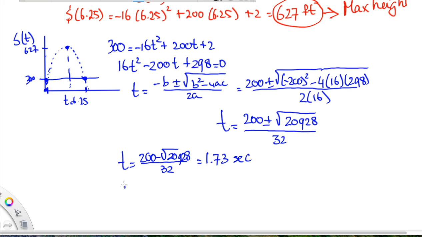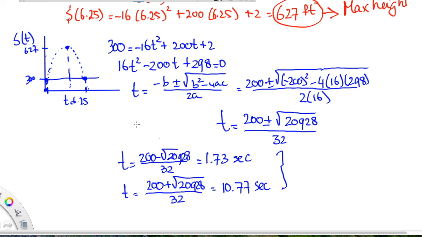And then the second t that we want would be 200 plus the square root of 20,928, divide that by 32, and that gives you 10.77 seconds. So the rocket is above 300 feet when the time is between 1.73 and 10.77 seconds.